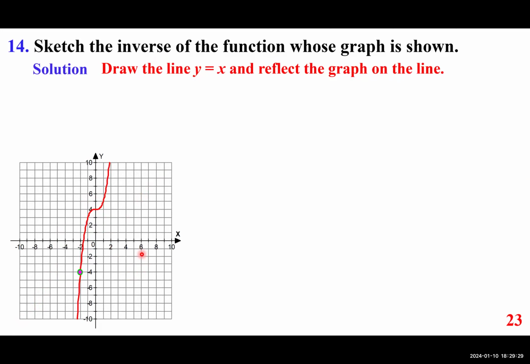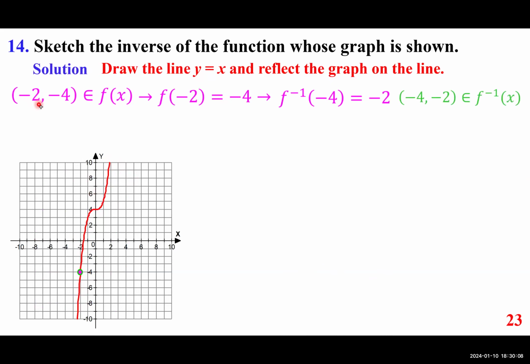For example, we know this point is easy because it has the coordinates -2, -4. So if -2, -4 belongs to this function, and we're going to call it the function f of x, by definition that means f of -2 is -4. That's the meaning of it. And according to the inverse function, f inverse of -4 is -2. Simply put, -4, -2 belongs to the inverse function.